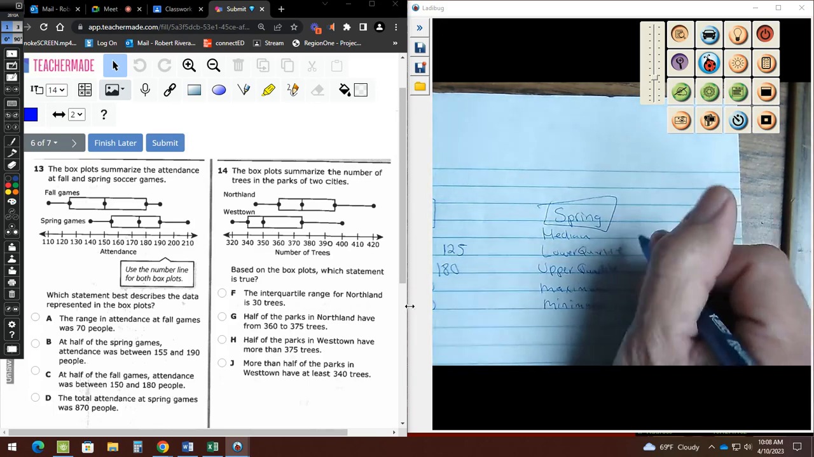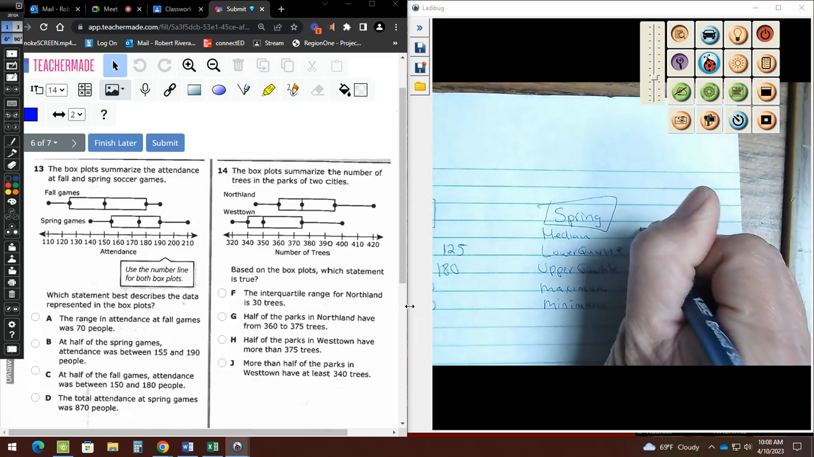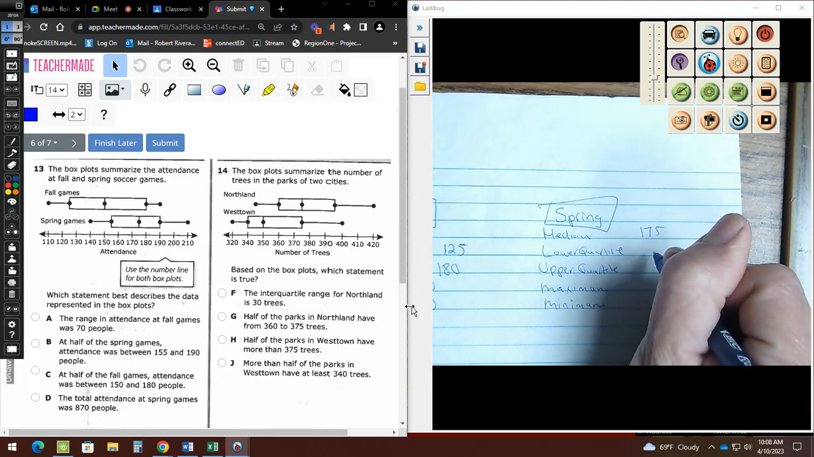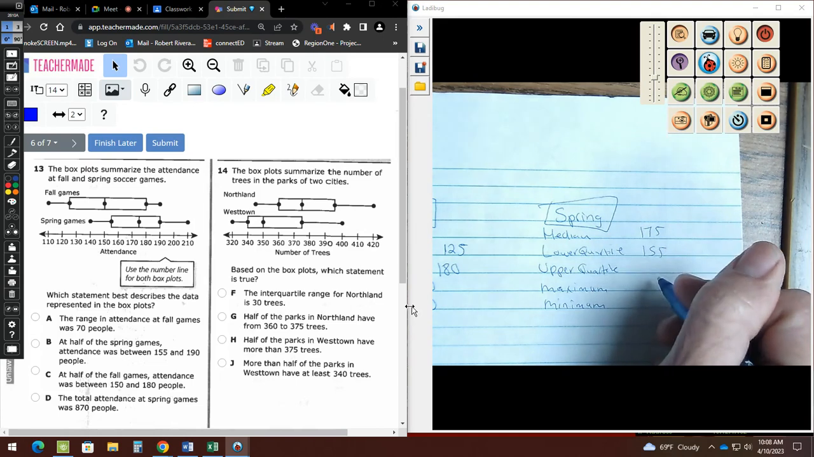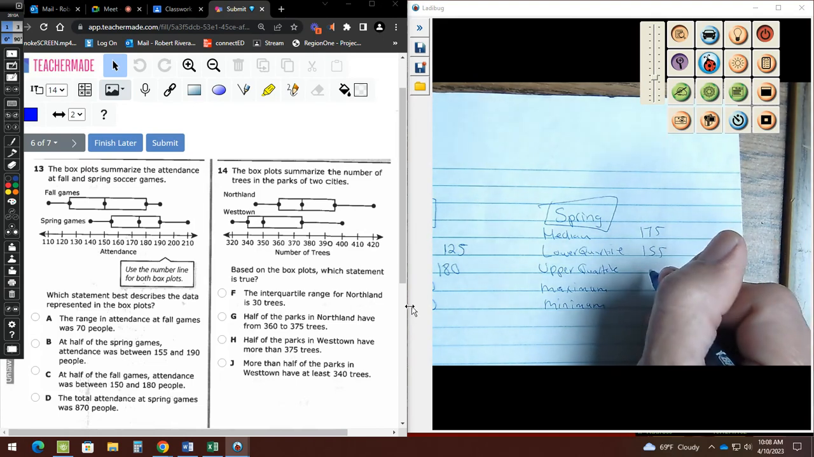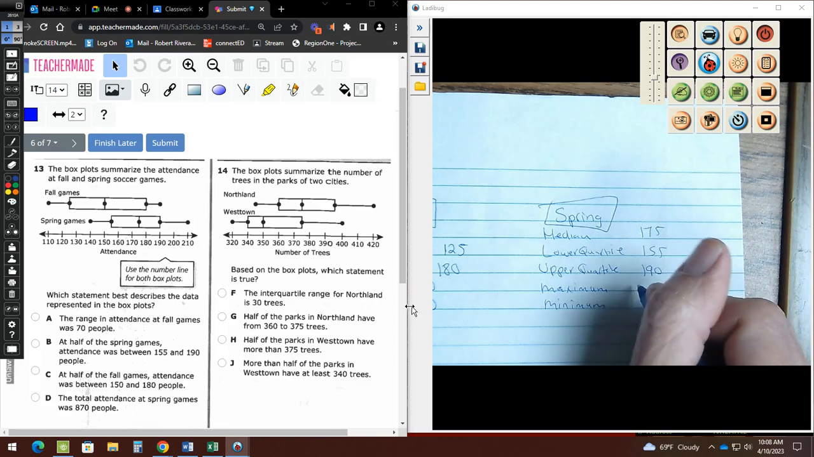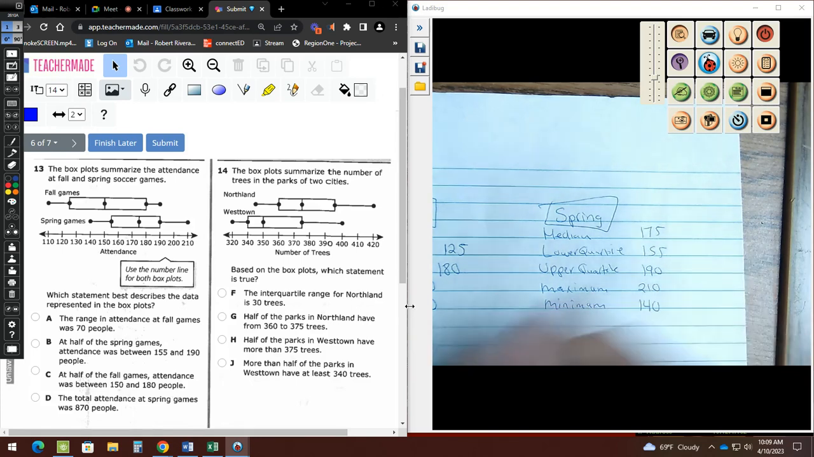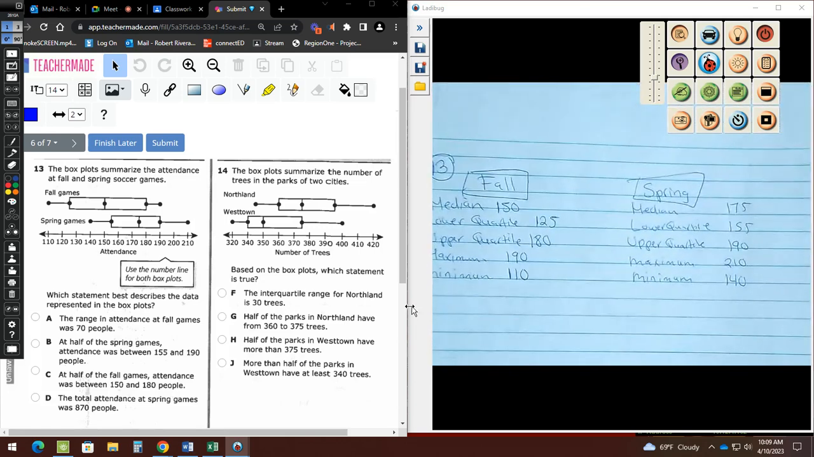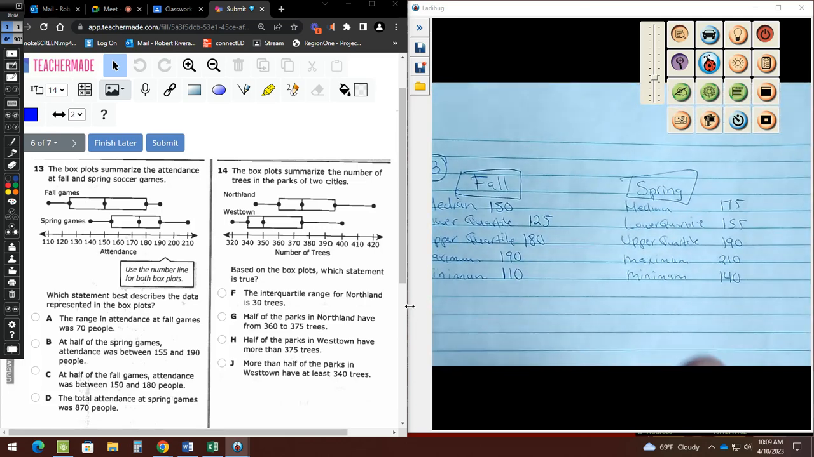So median, 175. Very good. Lower quartile. Perfect. 155. Some of you already got this. Upper quartile. 180. Great. Maximum, 210. Minimum. 140. Questions? That's your job. Get the stuff that we might need. We might not need it, we might need it.